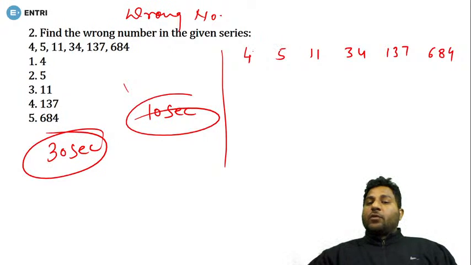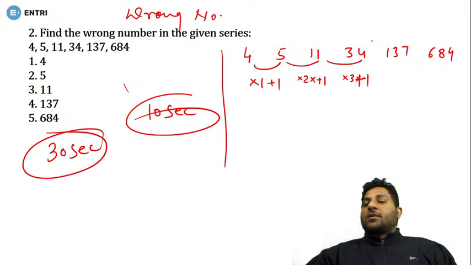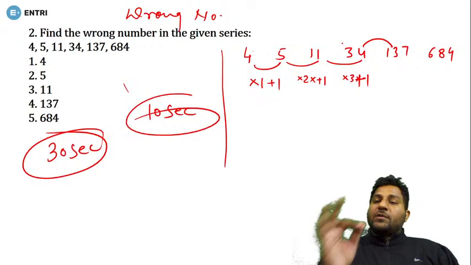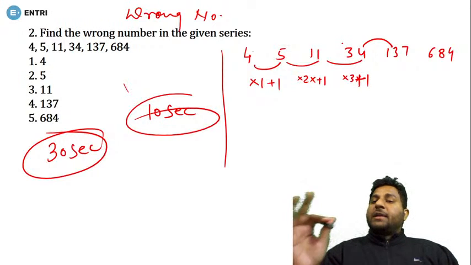Look at this. From 4 to 5, 5 to 11, 11 to 34. That means something is multiplying. So if you have predicted multiplies 1, added 1, multiplies 2, added 1, multiplies 3, added 1. Okay, so we have got the concept, but in the wrong number series you have to calculate all the data.